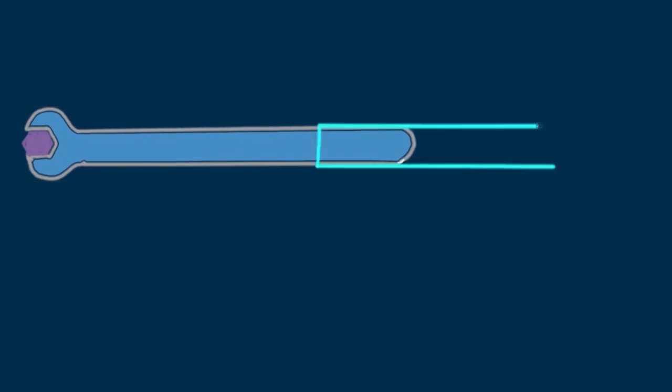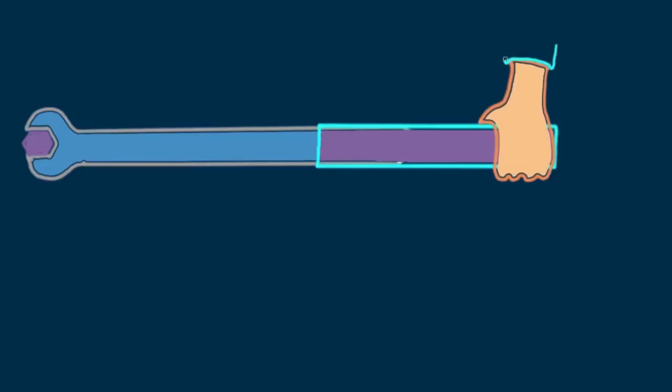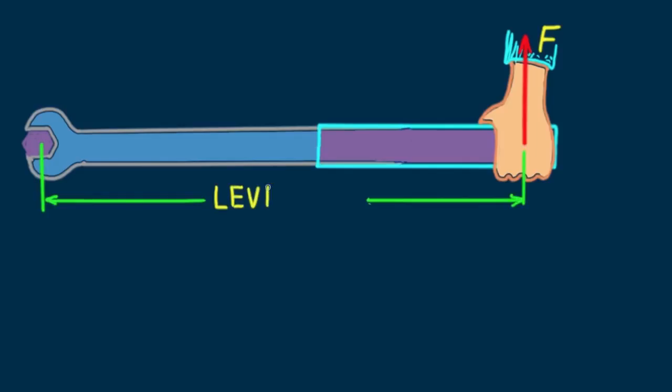Perchance the bolt is really stubborn and you can't get it to rotate, extend the lever arm with a pipe. Now you can exert even more torque.